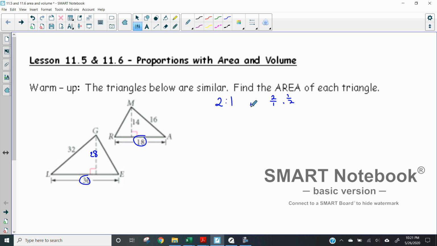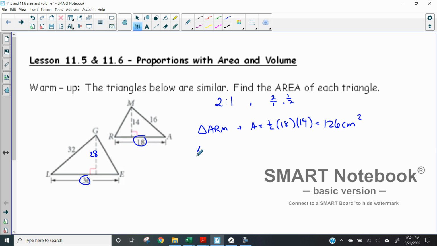Okay, so let's find their areas then. So for the smaller one, triangle ARM, the area is 1/2 base times height, 1/2 times 18 times 14. We get 126 square centimeters. Now, it's tempting right now to say, okay, let's just double it, right? This triangle's twice as big, so shouldn't it have twice as much area?